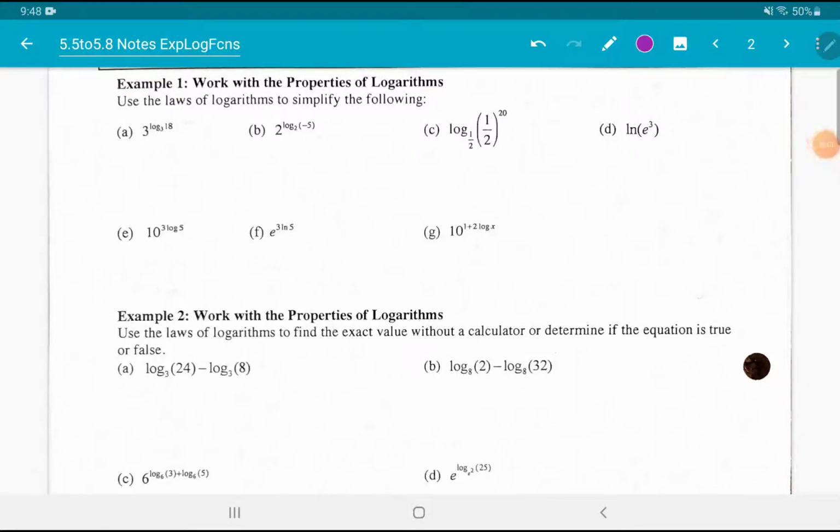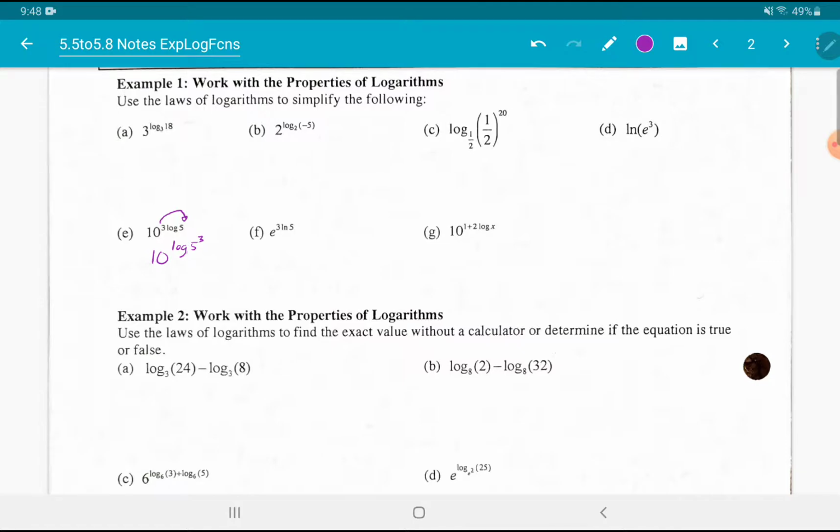In this video, we are going to take a look at simplifying expressions using properties of logs. Let's look at example 1. In E, we have 10 to the 3 log, no base, so that's basically base 10 of 5. One thing we can do is use our property of logs, and bring that 3 up as an exponent. This would be the same as 10 to the power of log of 5 to the third power.